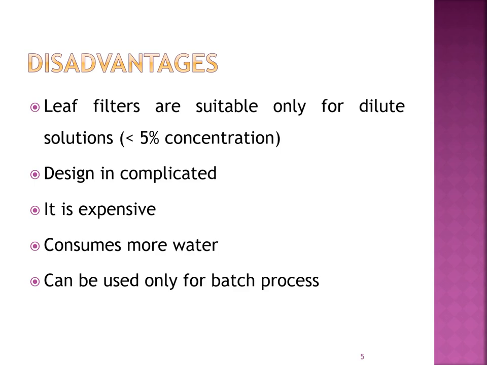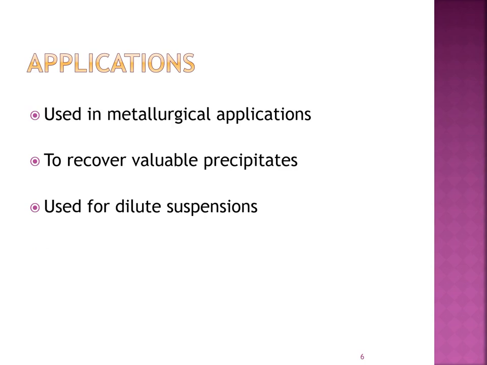Next, coming to the applications, it can be used for metallurgical applications to recover valuable precipitates, for dilute solutions, for biodiesel production, edible oil refining, and also in sugarcane refining. These types of filters are used there. The cost of this filter comes to 50,000 as a minimum, and based on the number of filter cells we have, the filter cost increases. These types of filters are simple, handy, and can be used for filtration instantly wherever filtration is required, specifically for dilute suspensions.